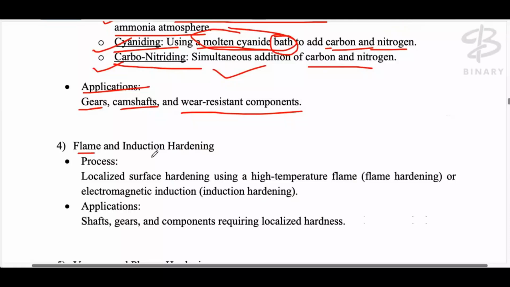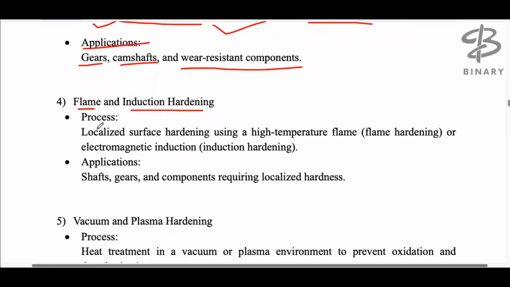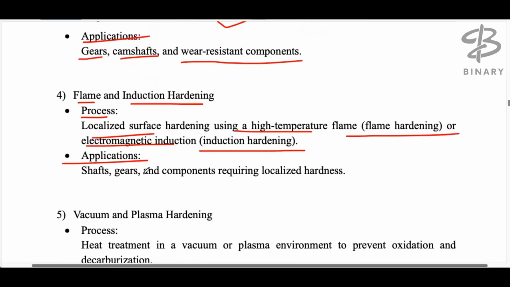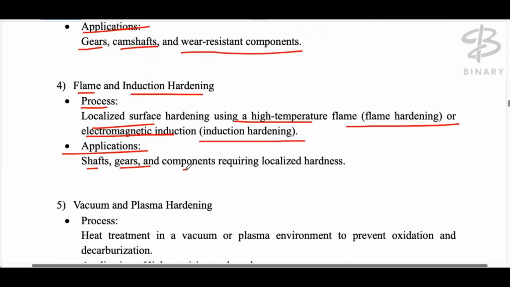Fourth one is the flame and induction hardening. What is the process? Localized surface hardening using a high temperature flame, or flame hardening, or electromagnetic induction hardening. We talk about the application parts: the shaft, gears, and components that require localized hardening.